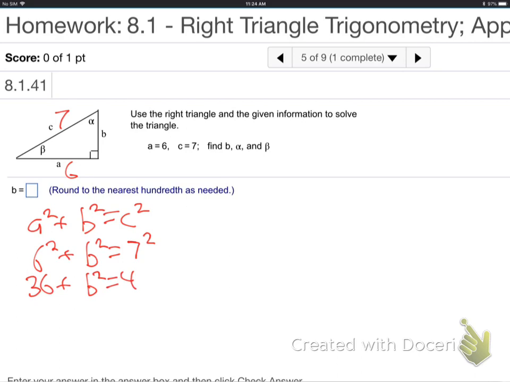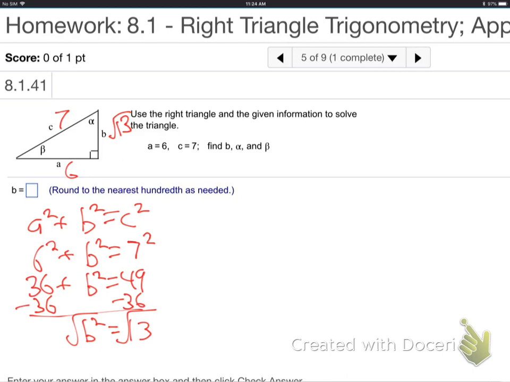36 plus B squared is 49. Subtract 36. B squared is what, 13, root 13? I'm just going to leave it root 13, rather than a rounded number. I don't want to round anything. I could always figure out what the decimal is later. Whatever it is. What is it? 3 point something? But anyway, I'm just going to leave it root 13.